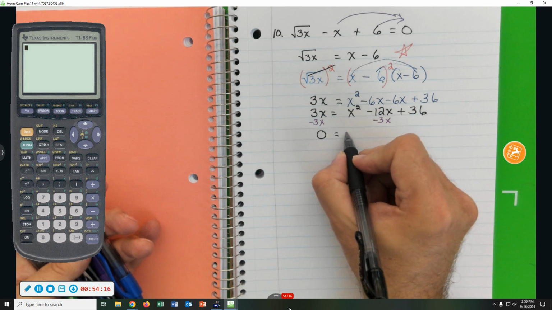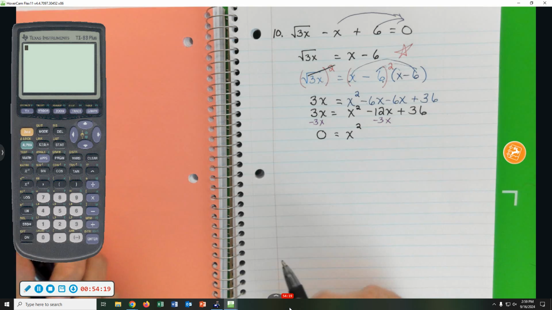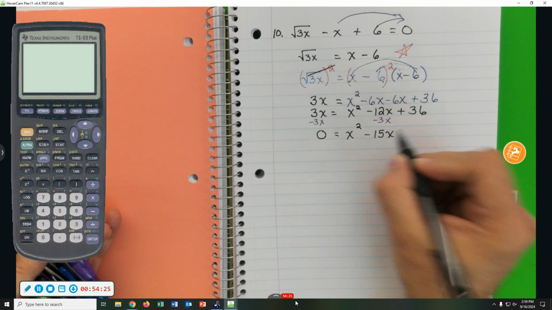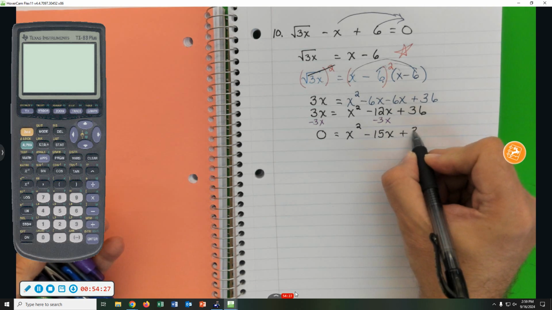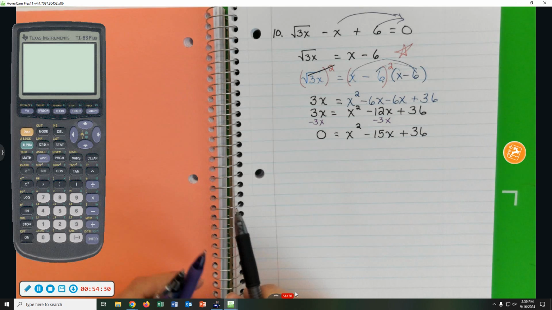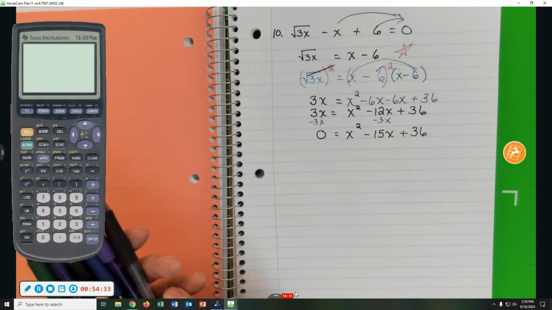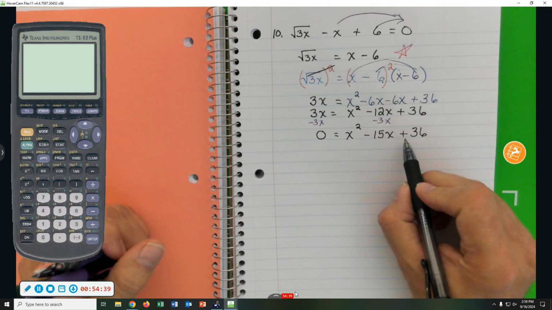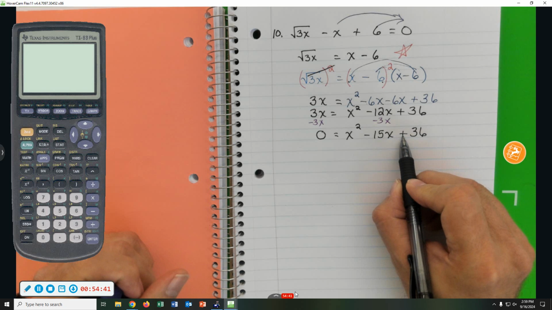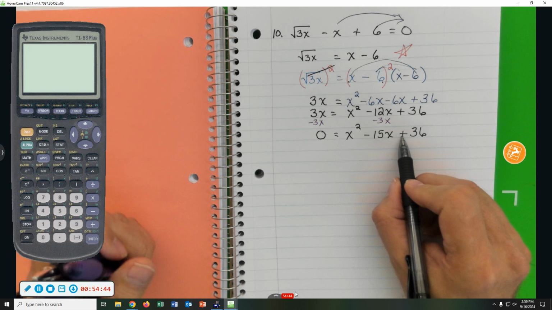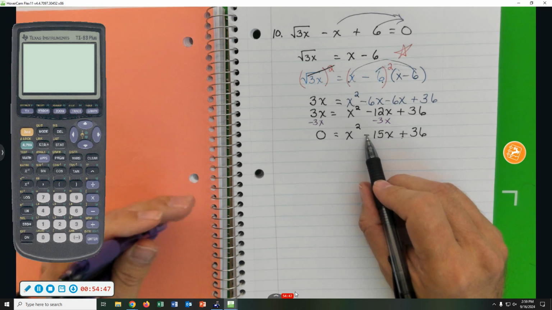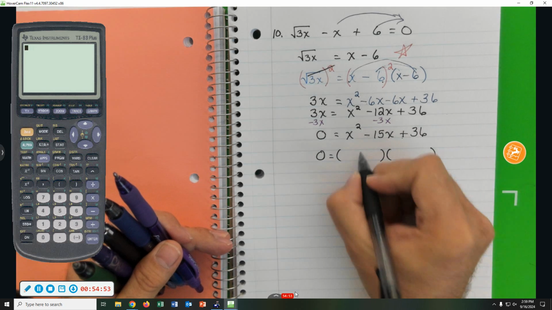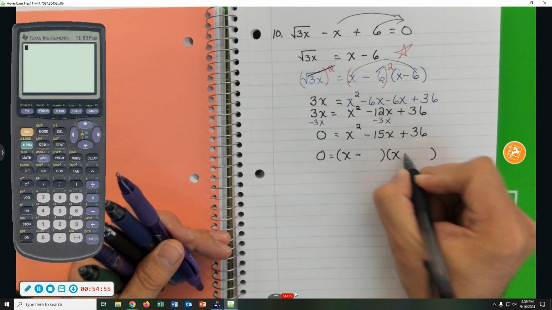What's the trinomial over here? x squared minus 15x plus 36. Oh, it's a simple trinomial. It should be easy to factor. What do we know about the signs? This last sign here is plus, so we need two of the same sign there. So I know it's going to be x minus and x minus.